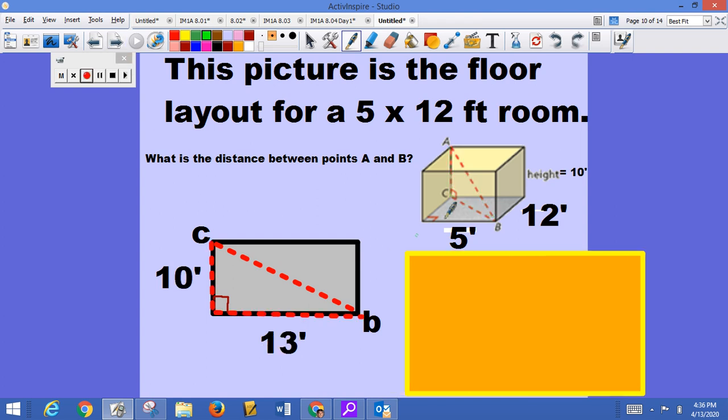Again, I've redrawn my new triangle here, this triangle ACB. I've drawn it right here, and I've done that so I can use my Pythagorean theorem again. I'm just going to plug the values in. Again, I have a leg of 10 for A. I have a leg of 13 for B. I'm going to plug those values in. I'm going to solve it for my unknown leg C, my hypotenuse. So here we go.